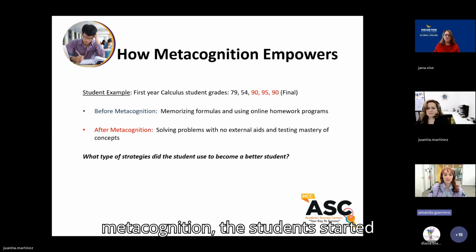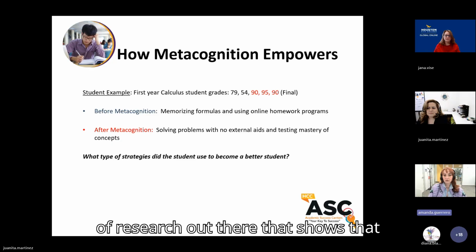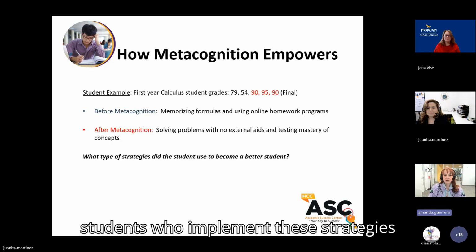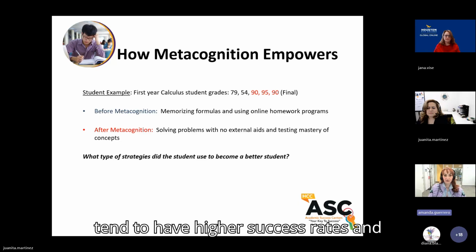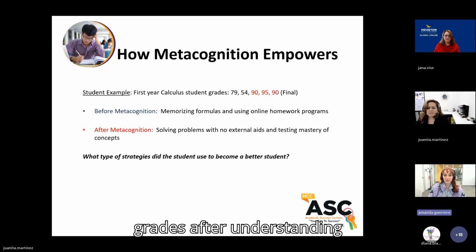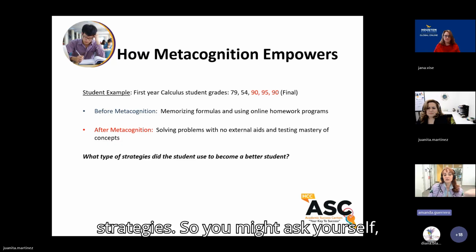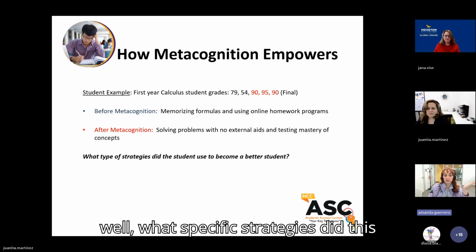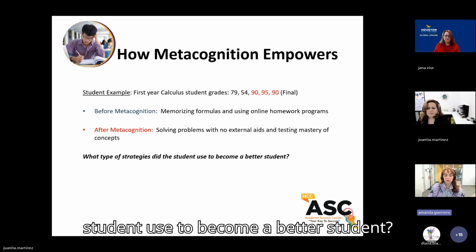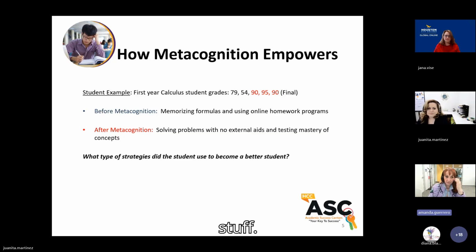But after metacognition, this student started making 90s, 95s on their exams. So there's a lot of research out there that shows that students who implement these strategies tend to have higher success rates and grades after understanding and implementing metacognitive strategies. So you might ask yourself, well, what specific strategies did this student use to become a better student? We're going to talk about some of that stuff.